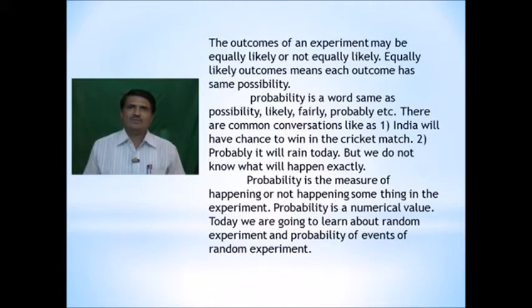There are common conversations such as: India will have a chance to win in the cricket match. Second, probably it will rain today, but we do not know what will happen exactly. Probability is the measure of happening or not happening of something in the experiment. Probability is a numerical value. Today we are going to learn about random experiment and probability of events of random experiment.